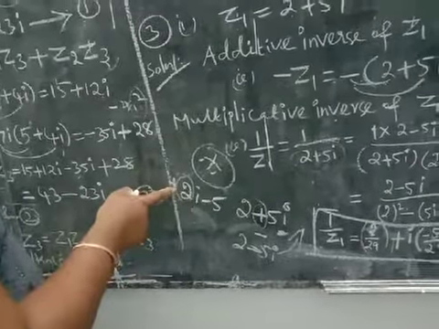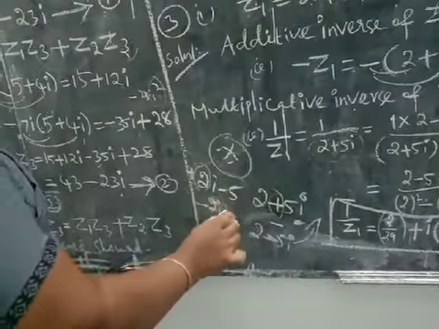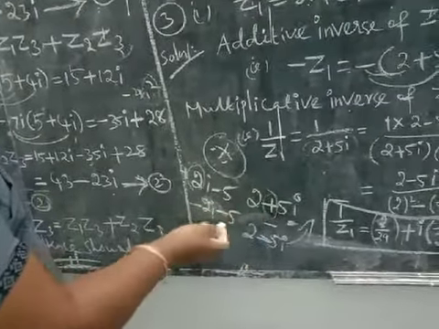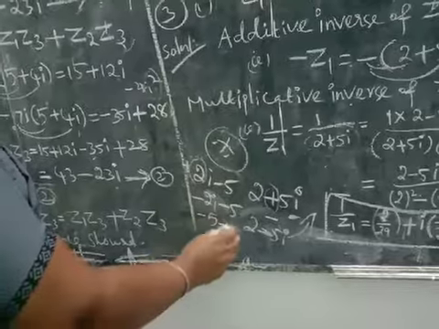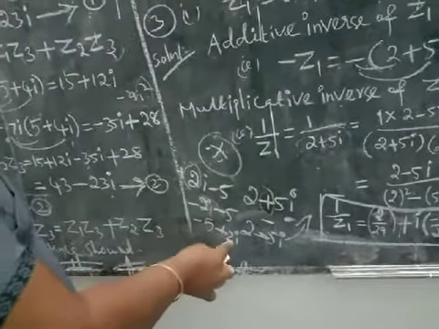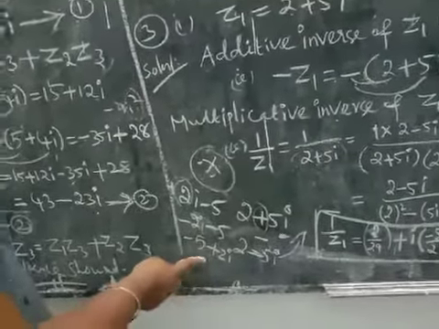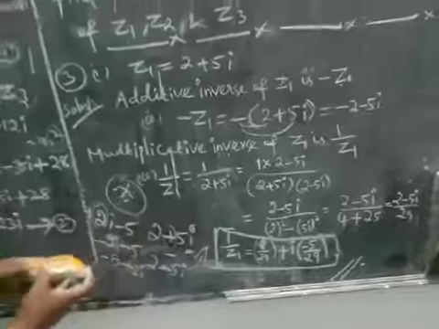Now here the imaginary part is 2, no? So you change this: minus 2i minus 5. This is the conjugate. Or you write this as minus 5 plus 2i, because generally the complex number form is x plus iy, no? So you write it that way, and then afterwards you find the conjugate. Got it? Okay.